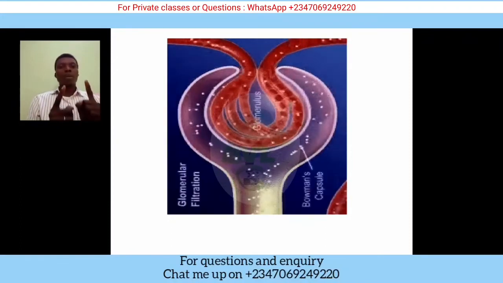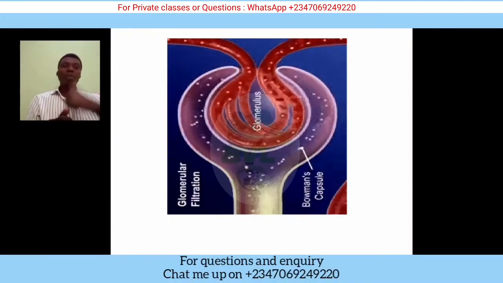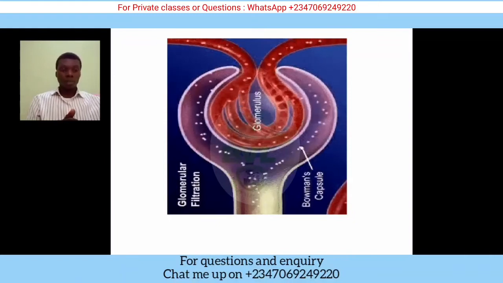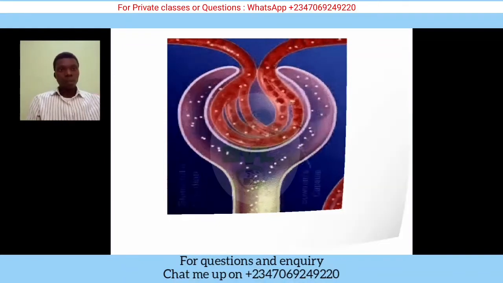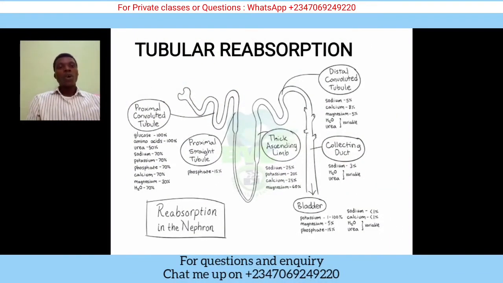So it means the body must find a way to add them back to the body and not meant to go out as a waste. All right, so let's move on. So after we have filtered that during glomerular filtration, the next thing that happens is tubular reabsorption. What are we reabsorbing? We are reabsorbing the things that ought not to go out as waste product. They only pass out by accident because of their size, and that includes our glucose.